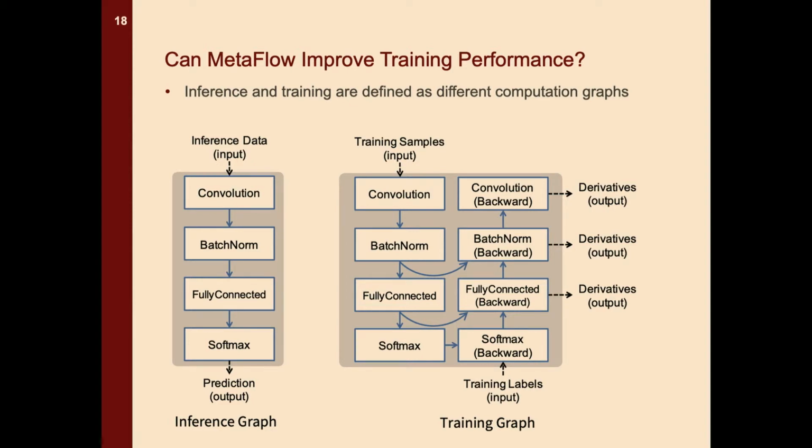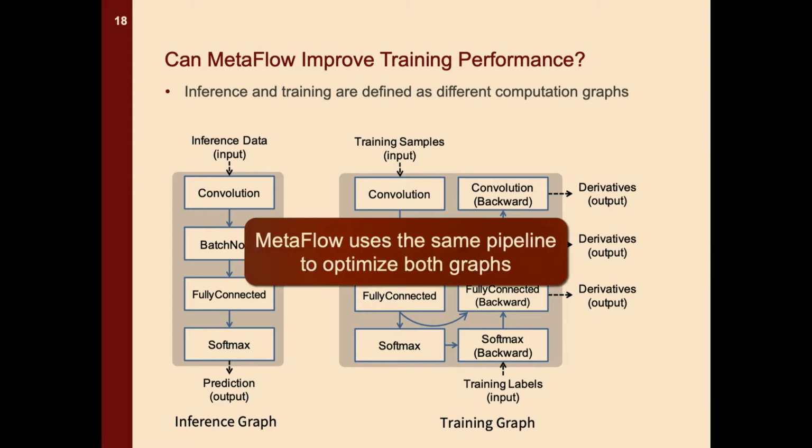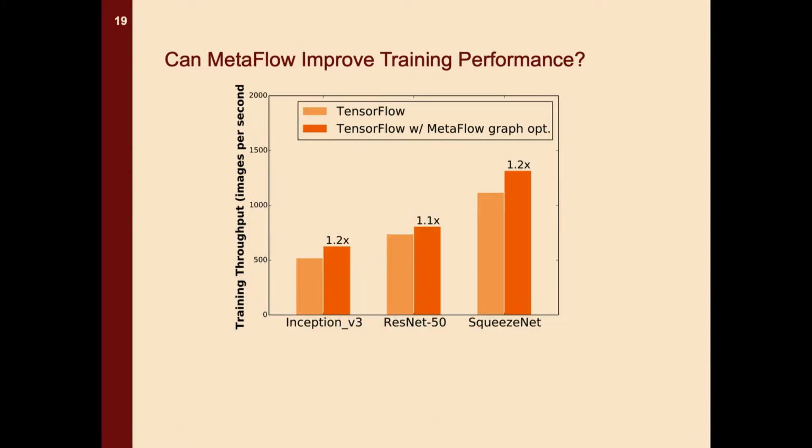Our next question in the evaluation is training. Can MetaFlow also be used to improve training? Previously we have shown that it works for inference. In MetaFlow, training and inference are defined as just different computation graphs. The bottom figure shows an example inference graph and its corresponding training graph. The difference is that you can see there are more data dependencies in the training graph. And MetaFlow can use the same pipeline to optimize both graphs.